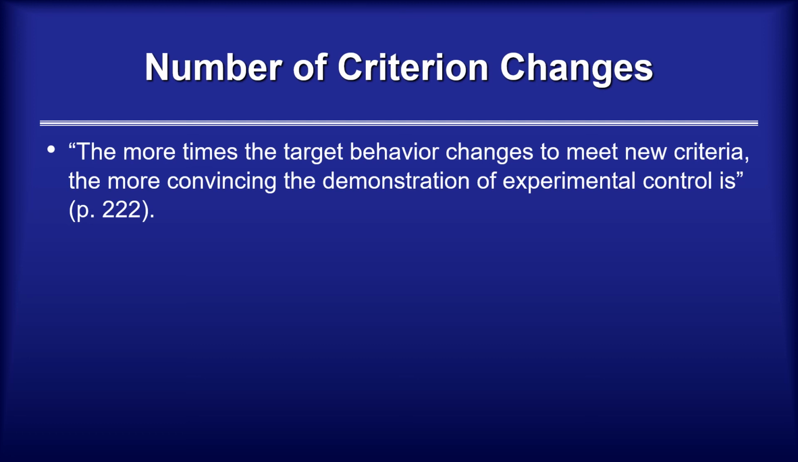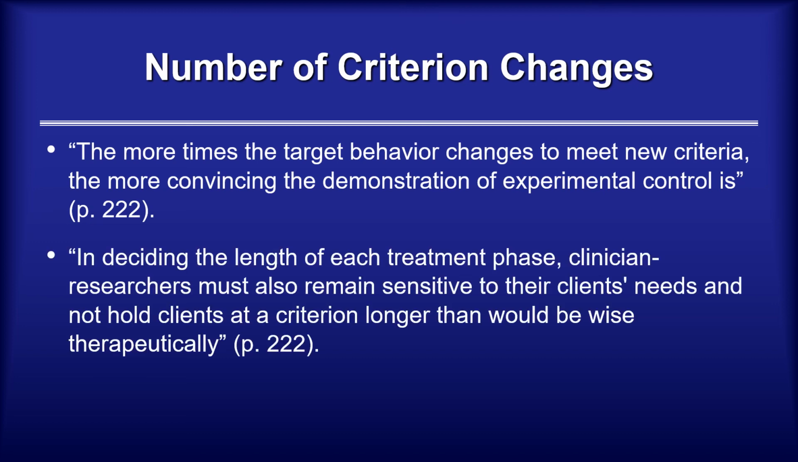The number of total criterion changes in a design contributes to demonstration of a functional relation. From page 222, the more times the behavior changes to meet the new criteria, the more convincing the demonstration of experimental control is. However, keep in mind that in deciding the length of each treatment phase, clinician researchers must also remain sensitive to their clients' needs and not hold clients at a criterion longer than would be wise therapeutically. In other words, don't keep the participant or client in a phase forever.